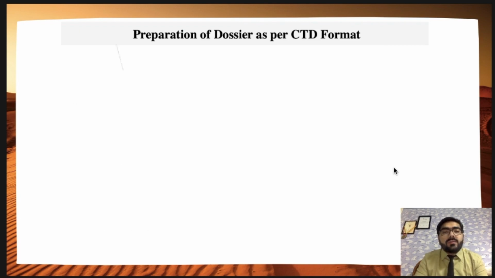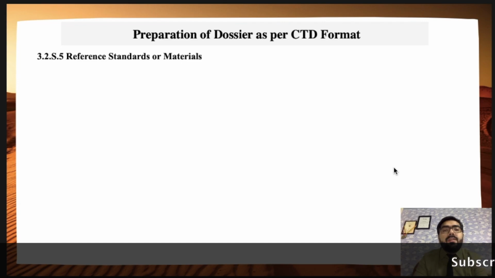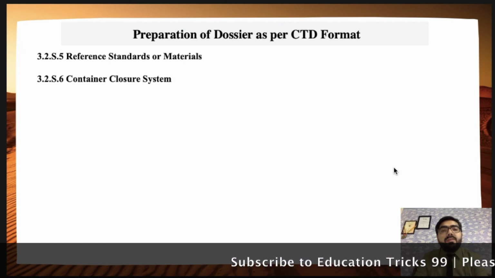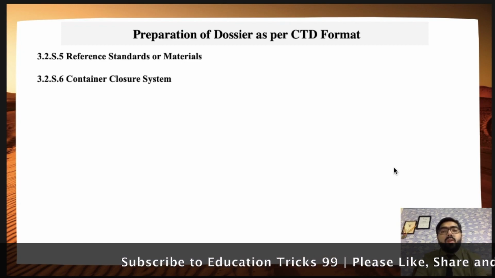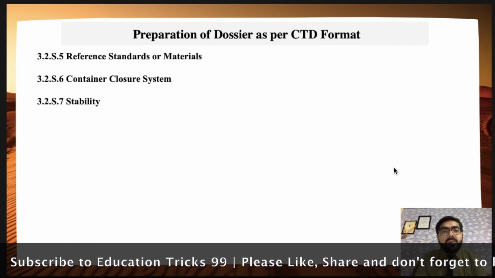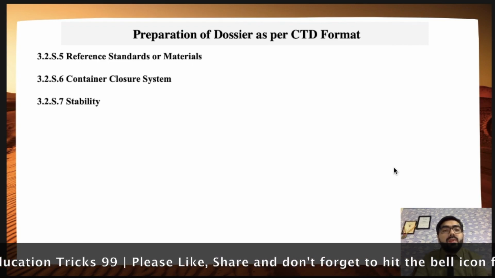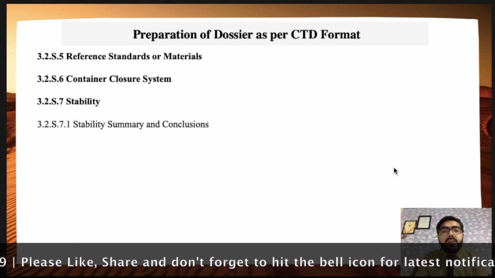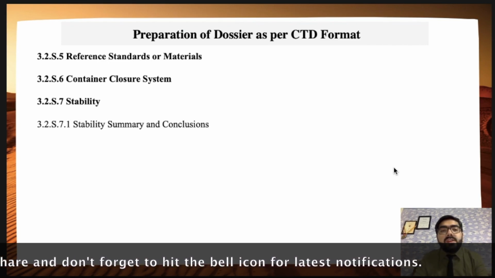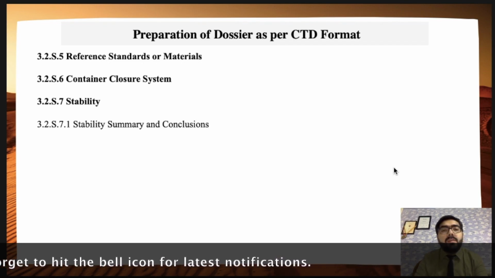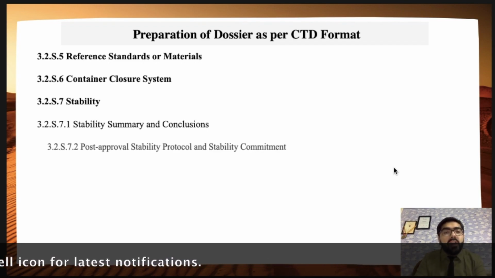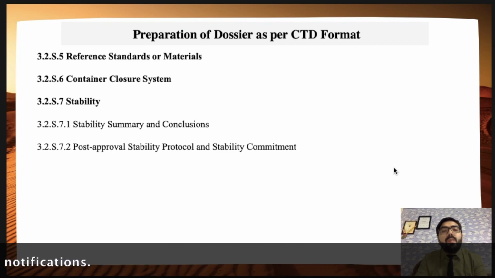Okay, then 3.2.S.5, which is reference standards or materials, so we also have to mention our reference standards. 3.2.S.6 contains the container closure system. Okay, so container closure system information we also have to give to the authority. Then 3.2.S.7, the stability information. Under the stability information there is a subsection 3.2.S.7.1, which contains the stability summary and conclusions. Then 3.2.S.7.2, which contains the post-approval stability protocol and stability commitments, right? Then 3.2.S.7.3, which contains the stability data.